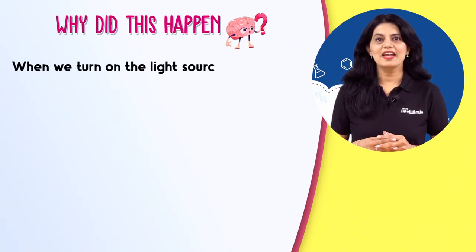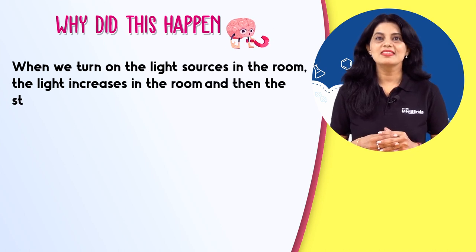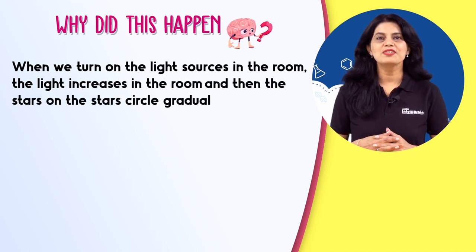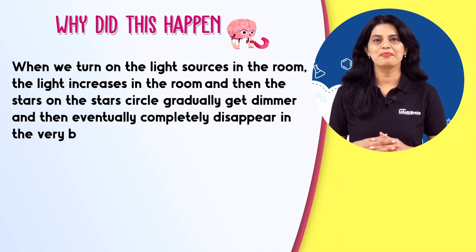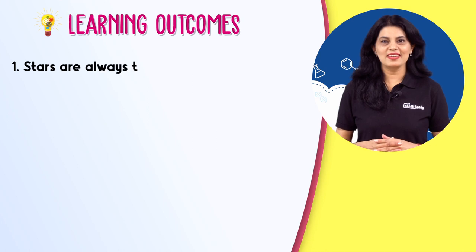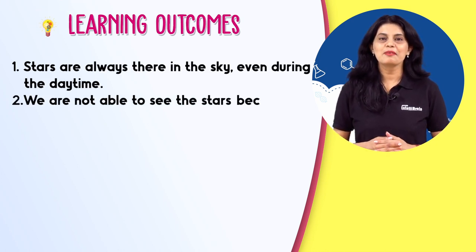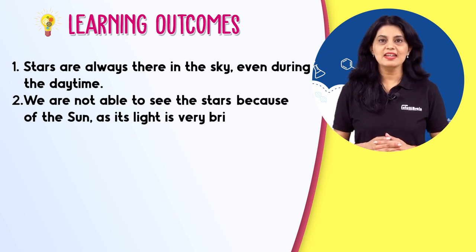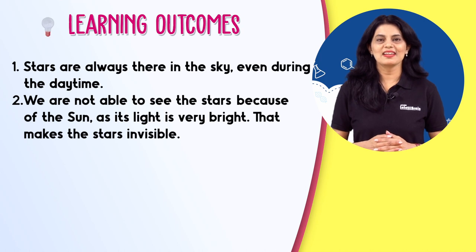Why did this happen? When we turn on the light sources in the room, the light increases in the room and then the stars on the star circle gradually get dimmer and then eventually completely disappear in the very bright light. Stars are always there in the sky, even during the daytime. We are not able to see the stars because of the sun, as its light is very bright. That makes the stars invisible.